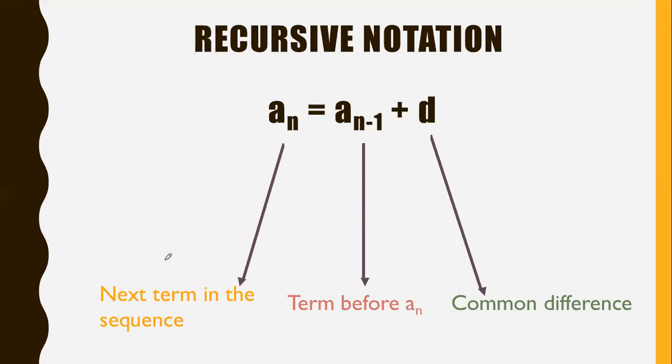So AN stands for the next term in the sequence. AN minus 1 stands for the term before AN, and D represents the common difference. Will it always give you the list of numbers, or will it just be like N is this and that? Good question. Yeah, it has to give you a list of numbers. There's no way to figure out the common difference without the list of numbers, unless it gave you the common difference. Great question, Alexa.